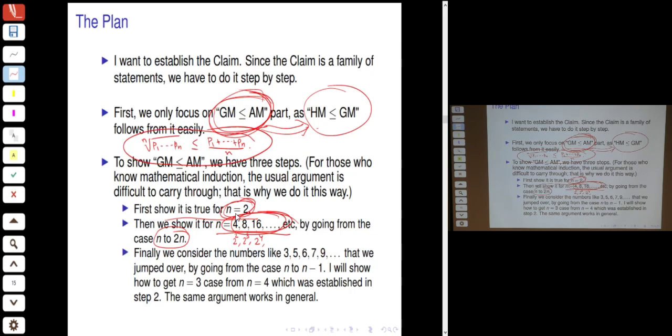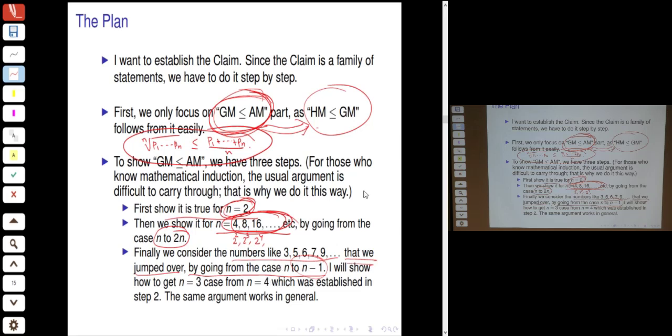And this leaves the numbers which are not powers of 2. So, we now need to address those numbers. In our proof we have jumped over those numbers because we only did powers of 2. But then we will show that if you can establish the inequality for n quantities P1, P2 up to Pn, then it is also true for the case of n minus 1, okay. So, now you can start with any power of 2.